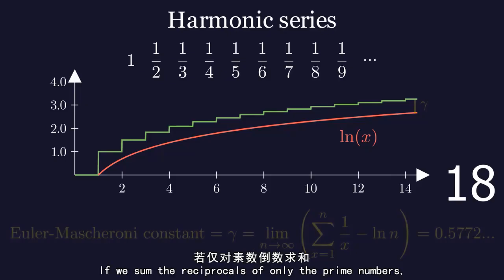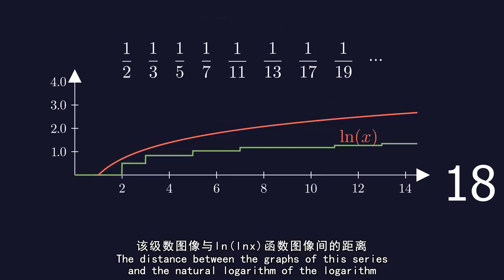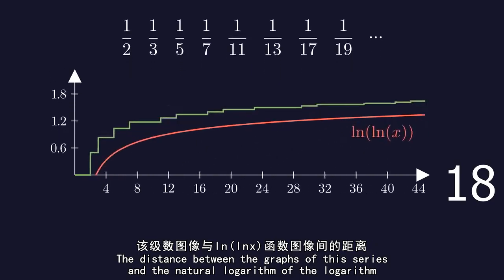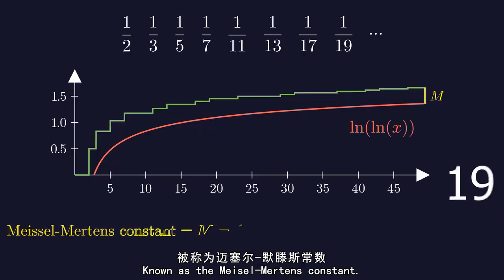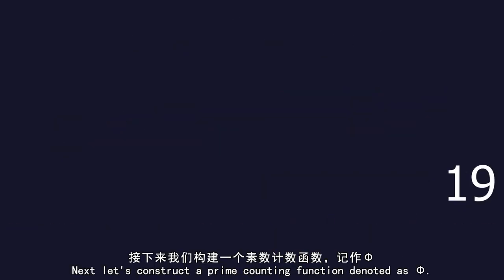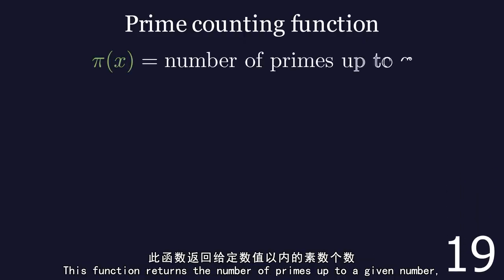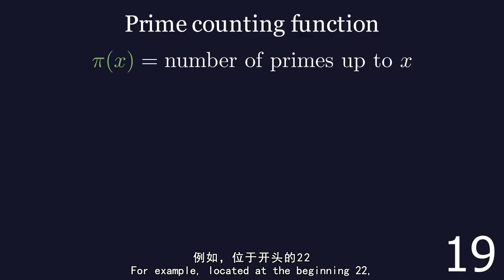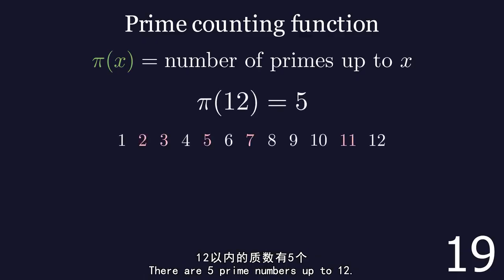If we sum the reciprocals of only prime numbers, we get a different series. The distance between the graphs of this series and the natural logarithm of log x is approximately 0.26, known as the Meissel-Mertens constant. Next, let's construct a prime counting function denoted as pi of x. This function returns the number of primes up to a given number. For example, pi of 12 equals 5, because there are 5 prime numbers up to 12.